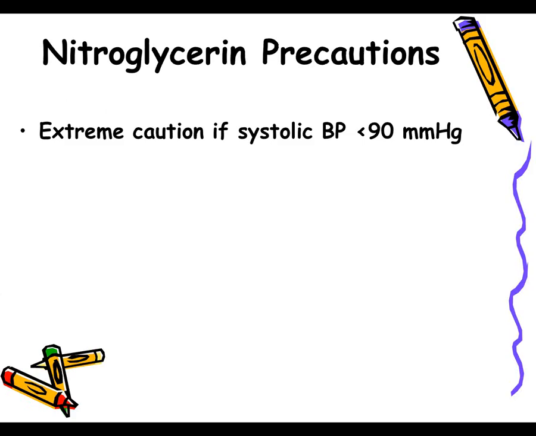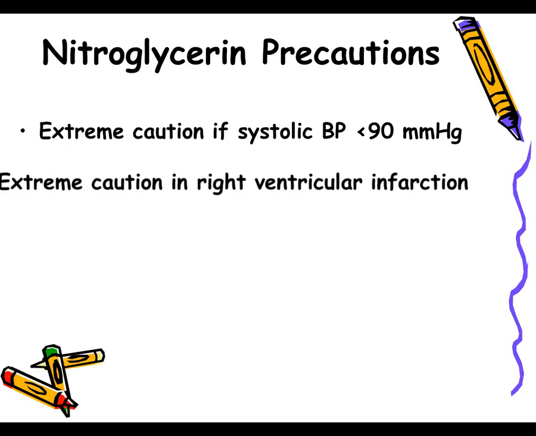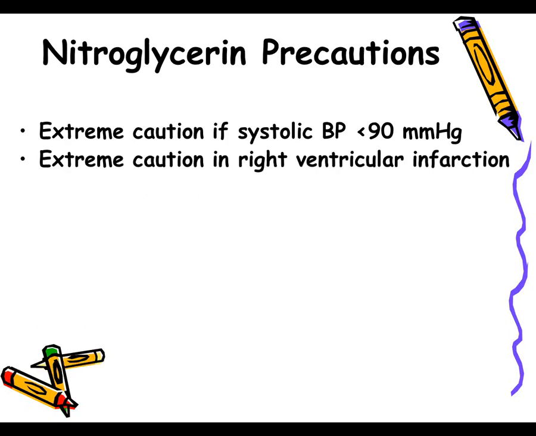We should use extreme caution with nitroglycerin when the blood pressure is less than 90, because it is going to drop the blood pressure. We should use it with extreme caution in right ventricular infarctions, and again, ALS paramedic services with 12-lead ECG capabilities will be able to hook up a patient and know whether or not they're having a right ventricular myocardial infarction, where the blood clot is in their right coronary artery. These patients do not do well with nitroglycerin. You give them nitro and their blood pressure goes way down.